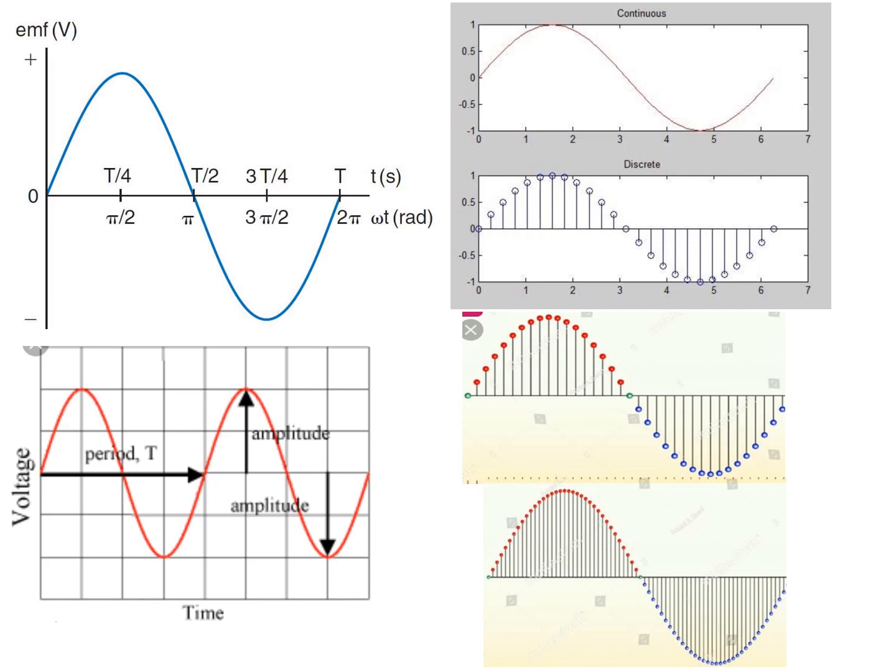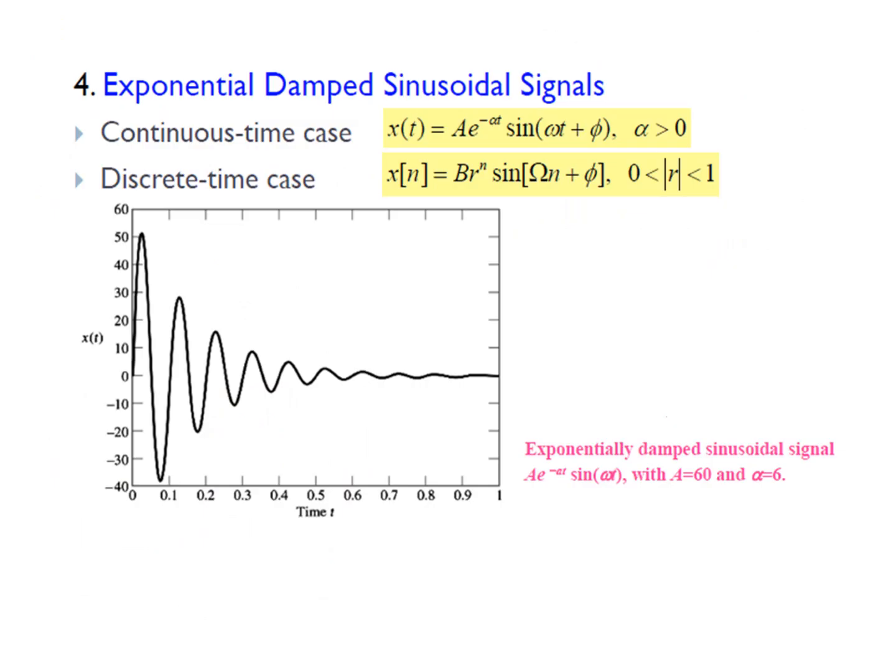The next important class of signal is a special signal which is a combination of two different signals we already studied, that is the exponentially damped sinusoidal signal. Sometimes this is an important part of signal analysis when you discuss transforms, especially the Laplace transform. This plays a very important role. You can see the equation for both the continuous time as well as the discrete time case.